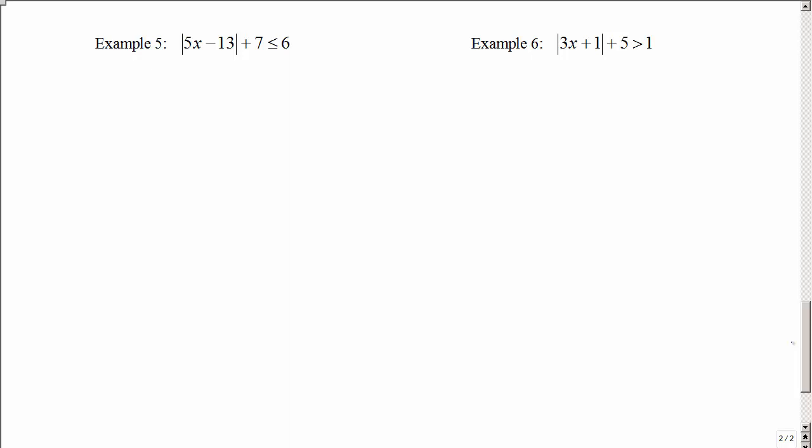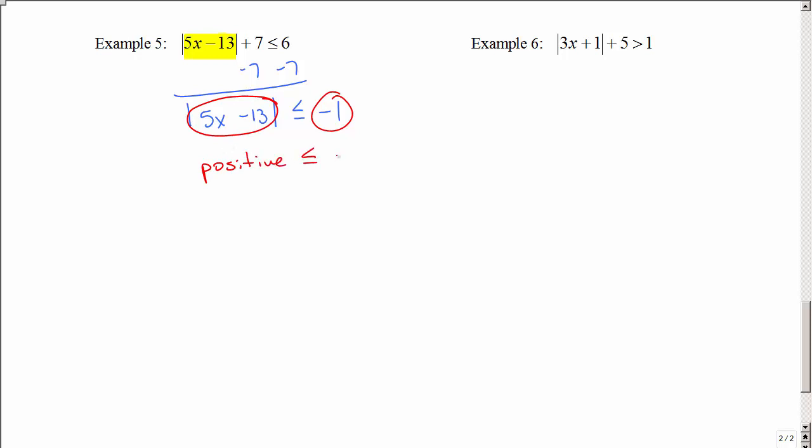Now these two examples are going to really test your brain about the definition of absolute value. Remember, it's distance, which is always positive. So we're going to isolate that absolute value, so we're going to subtract 7 from both sides. And yes, this is a less than. We could sandwich it, but stop. That's a negative number. Look at what this is saying. Absolute value, which is distance, which is positive. They're saying less than something negative, a negative 1.